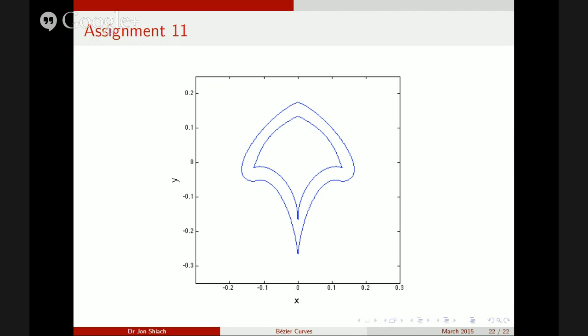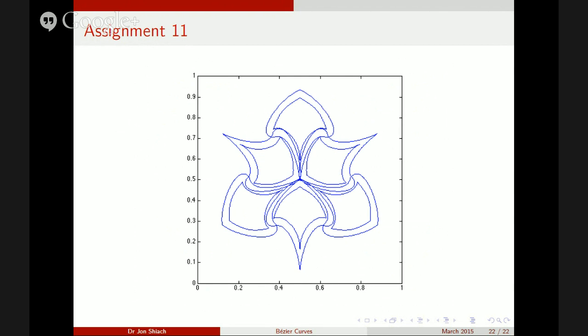Shouldn't take you long. What I'd recommend you do is write a function which, given 4 control points, can output the coordinates of that curve. So that's the first bit, that's why I call it the basic bit. Once you've got one arrowhead, you can copy it, translate and rotate it.